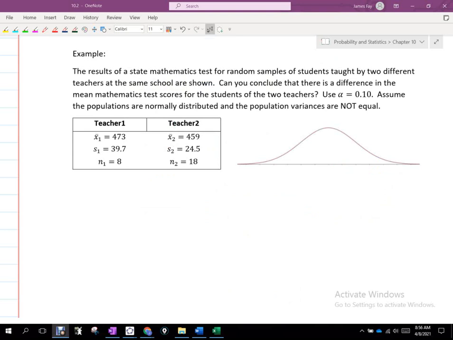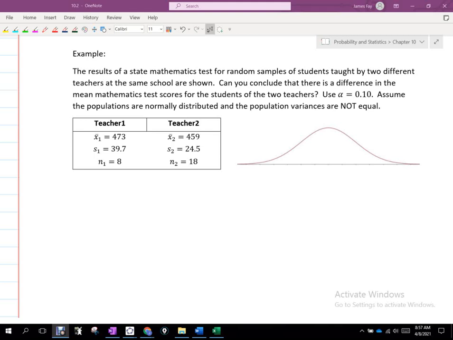All right, so this question says, the results of a state mathematics test for random samples of students taught by 2 different teachers at the same school are shown. Can you conclude that there's a difference in the mean mathematics test scores for students of the 2 teachers? This is something that actually is done, and can lead to decisions for that district on how we get teacher 1 to produce equivalent results of teacher 2 or vice versa. Maybe they can start developing similar curriculum, similar procedural stuff that might increase these scores.